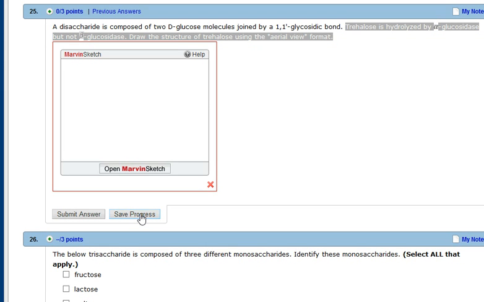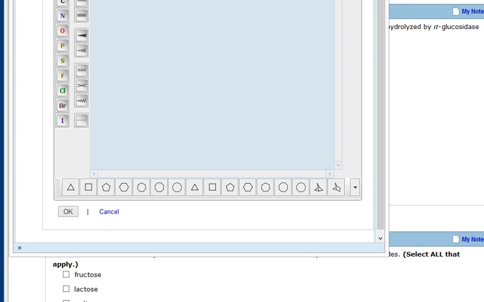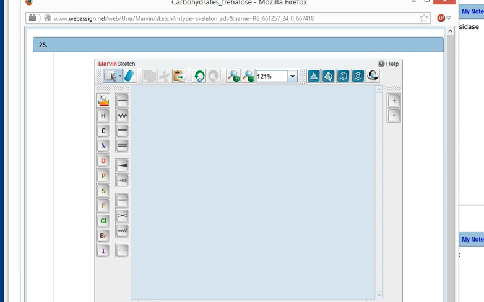We're looking at question 25 for WebAssign chapter 20, which is the carbohydrate section. In this question, it's asking you to draw the structure of a disaccharide, which is composed of two D-glucose units. So using that information, let's just get the basic structure, okay?